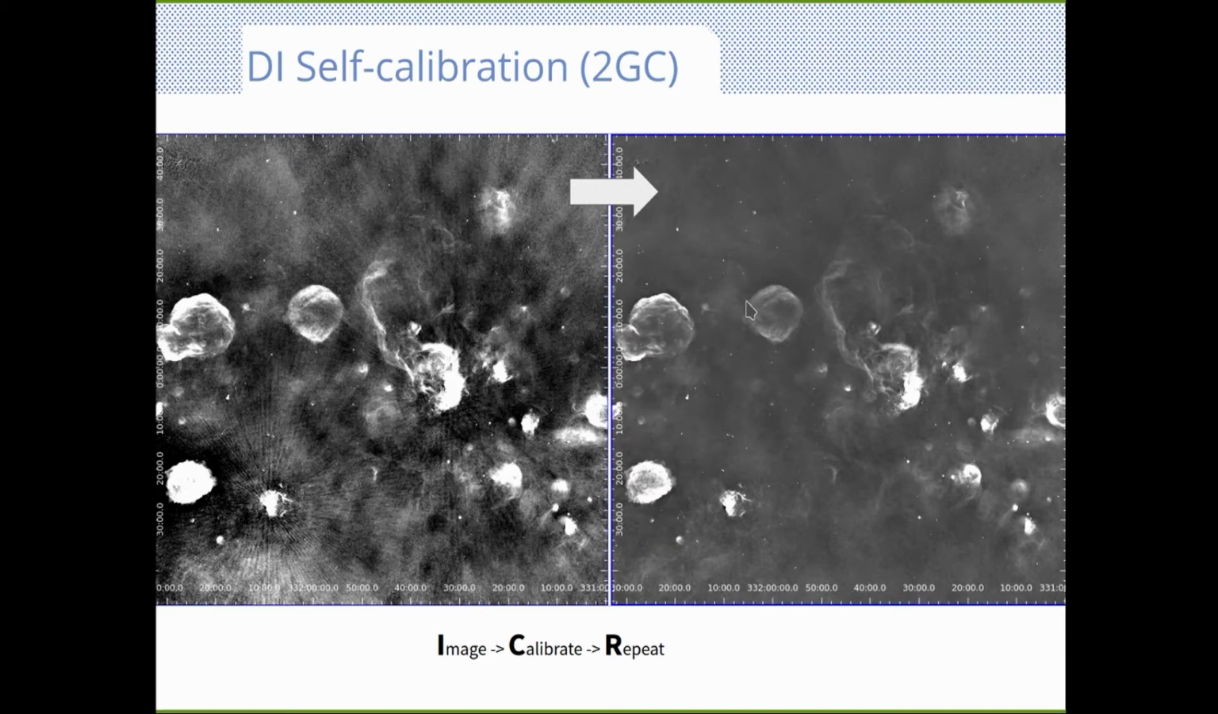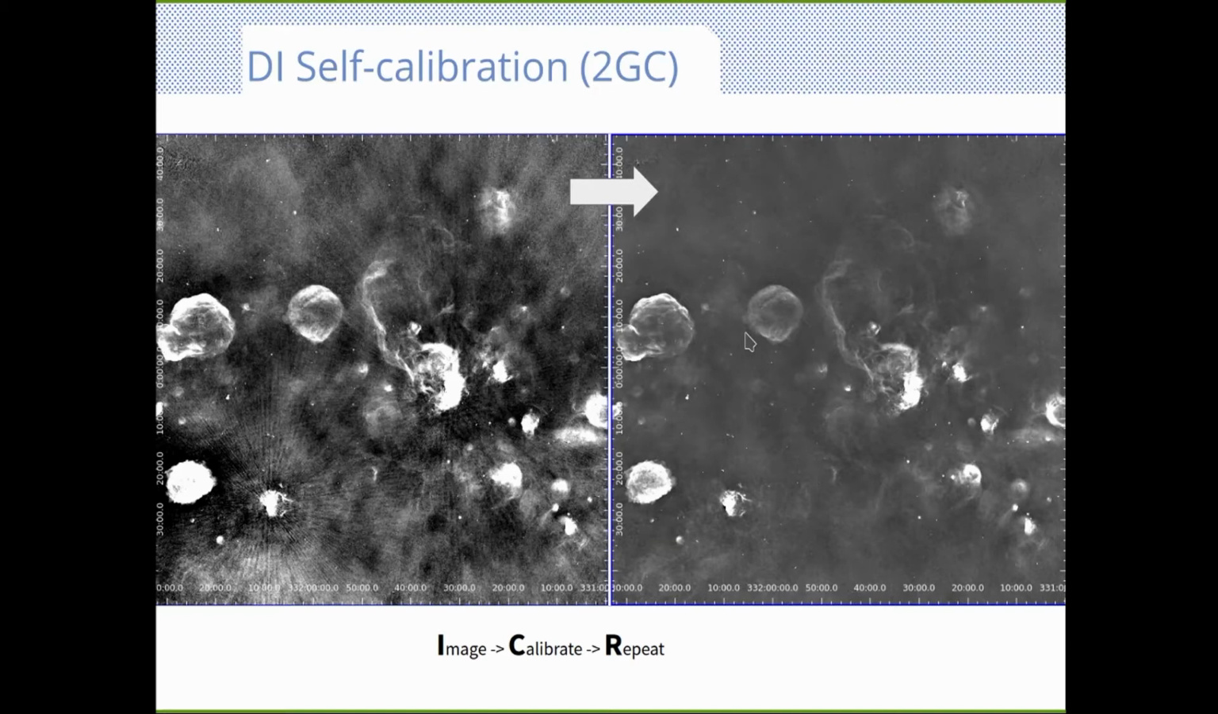Then finally you end up with an image like I show here on the right-hand side. This is at a slightly different robust setting, but very similar to the robust setting of the first one. And you'll see that everything is much improved. There are still a bit of negative bowls around these sources.